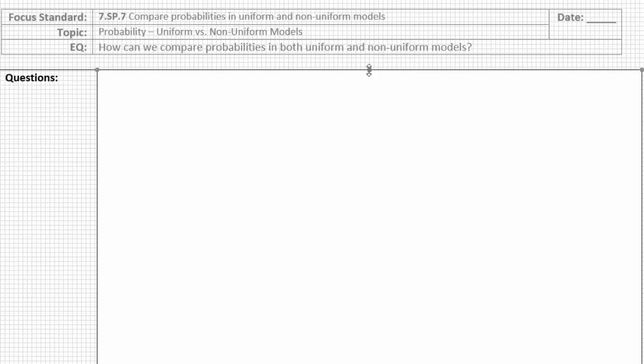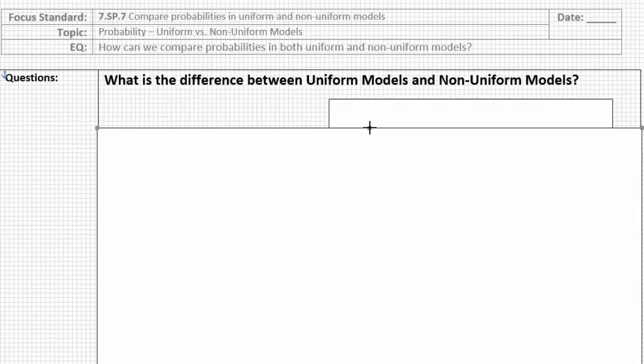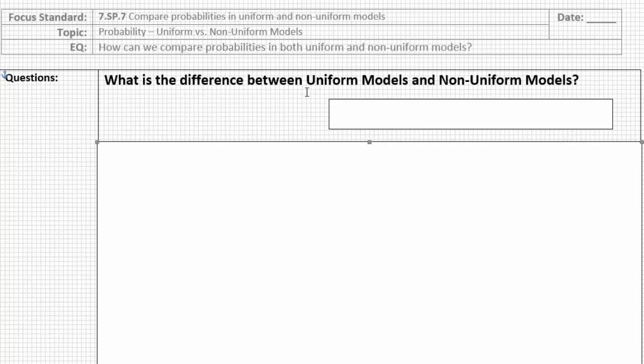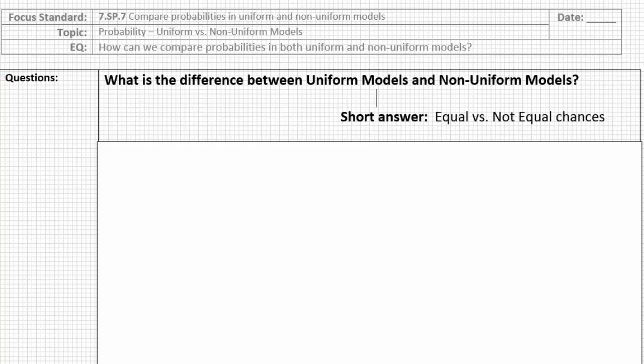So as we look at today's lesson, we're talking about uniform and non-uniform probability models. So the question is, what do we mean by uniform models and non-uniform models? The short answer is basically looking at, are all possible outcomes equal? If all the possible outcomes have an equal chance, meaning it's more of a fair game, then that would be a uniform model. However, if they don't all have equal chances, if some have a better chance than others in all the possible outcomes, then they're not equal chances, and that would be a non-uniform model.